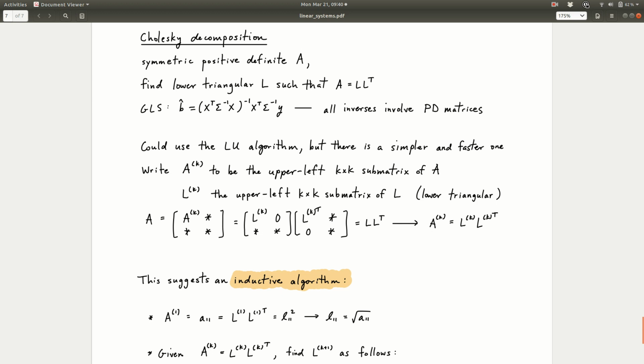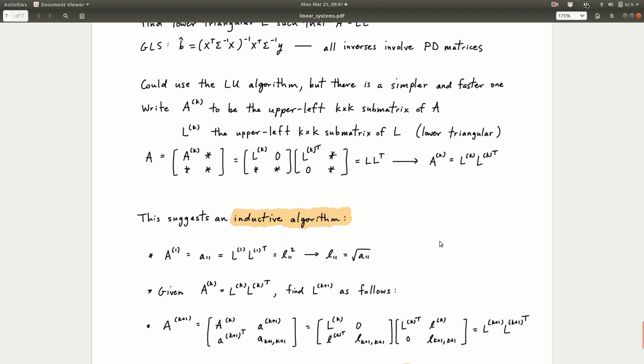and you can use it in figuring out the Cholesky decomposition of the next one, A super K plus 1, then you can come up with what's called an inductive algorithm, which just means you build it up step by step to find the Cholesky decomposition of the whole thing.